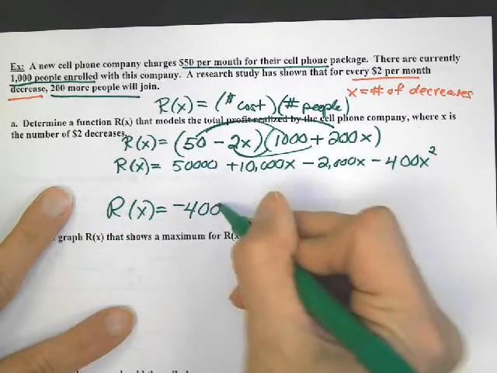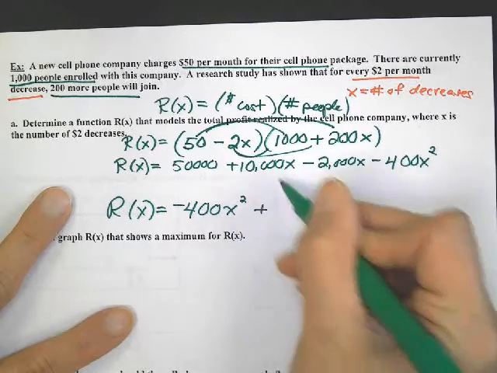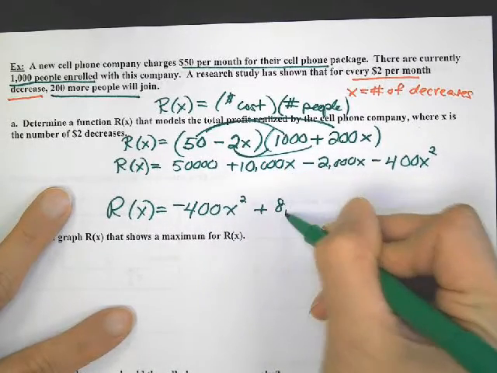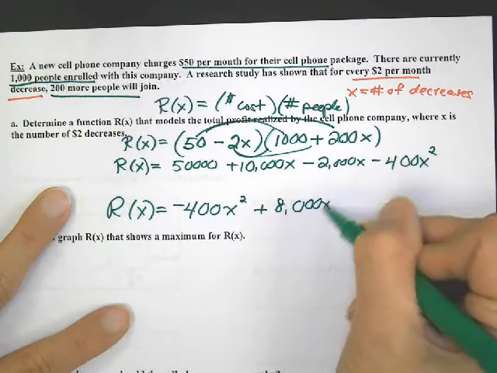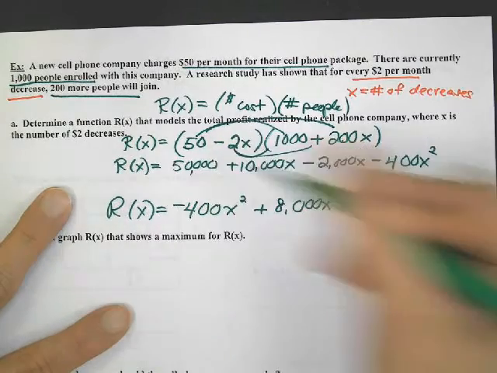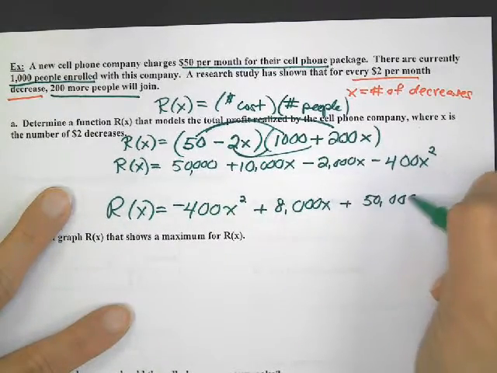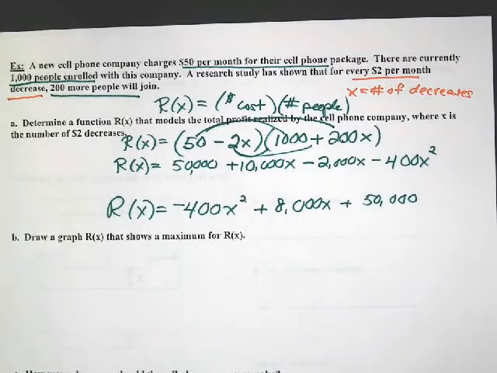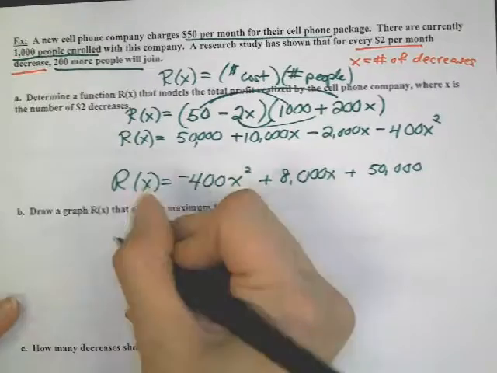Negative 400X squared plus 8,000X plus 50,000. Okay, let's go ahead and make our graph. I'm getting the hang of these graphs.